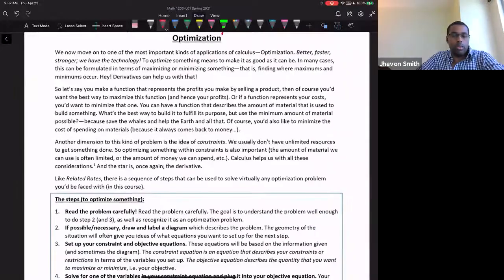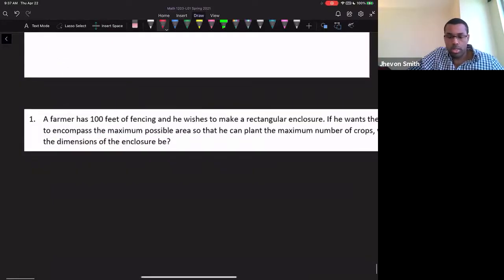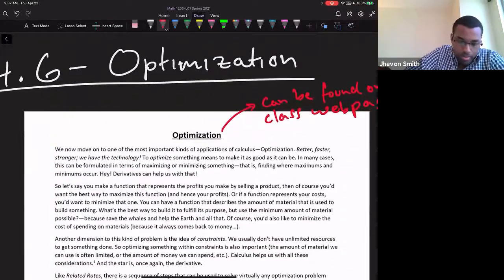So we're going to talk about this. Try to do a very simple first example just to illustrate what's going on. And then I'll leave you to try the rest. Optimization, super important. The main ways that derivatives are used in real life would be linear approximation, which we covered, and optimization. Optimization is just the act of making something better within certain restrictions that you have.